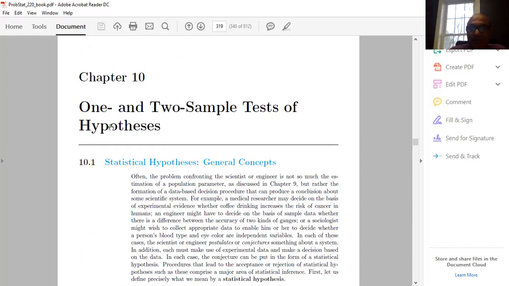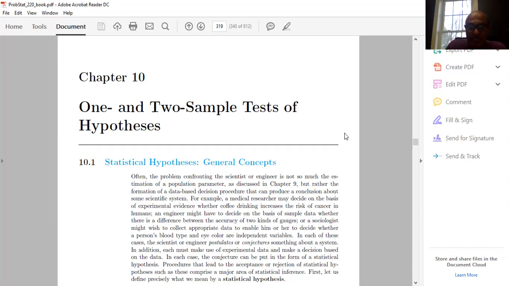For example, a medical researcher may decide on the basis of experimental evidence whether coffee drinking increases the risk of cancer in humans or not. An engineer might have to decide on the basis of sample data whether there is a difference between the accuracy of 2 kinds of gauges, or a sociologist might wish to collect appropriate data to enable him or her to decide whether a person's blood type and eye color are independent variables.